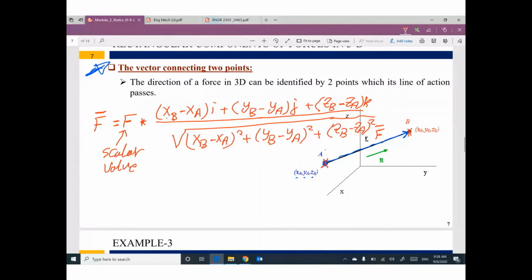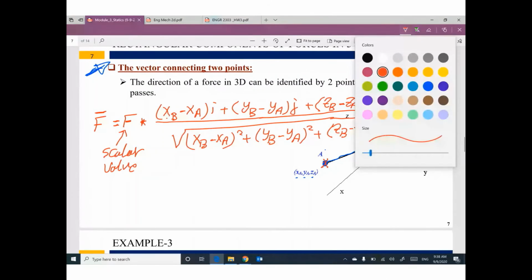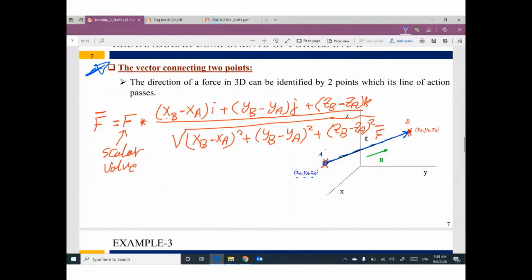This formula is very easy. Just don't try to copy it. No, just go ahead and understand it. X coordinate of the second point minus x coordinate of the first point. Y coordinate minus y coordinate. Z coordinate minus z coordinate. This is the numerator. Denominator, square root, this one squared plus this one squared plus this one squared. All of this stuff multiplied by the value of the applied force.